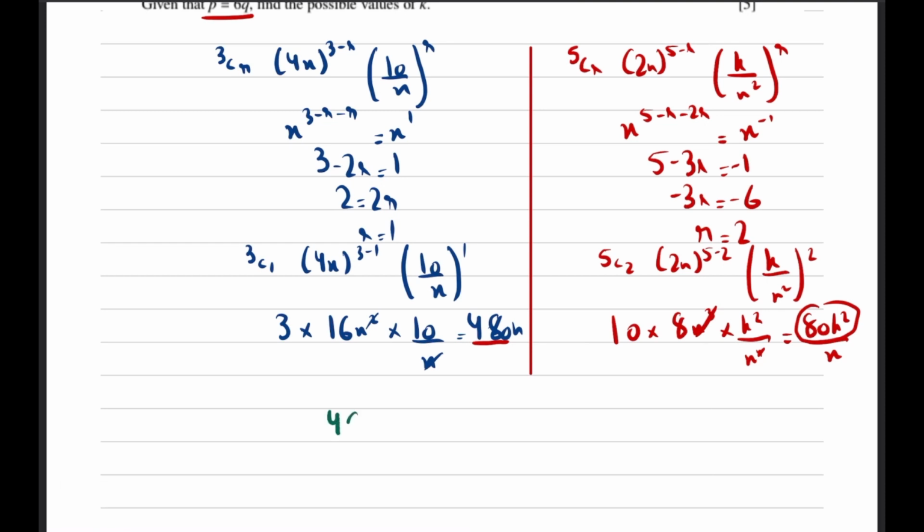So p is 480, is equal to 6 into q. What's q, guys? 80k square. Do you get this? So it's going to be, bache, 6 into 80, that makes 480. So 480 is equal to 480k square. The value of k is plus minus 1.